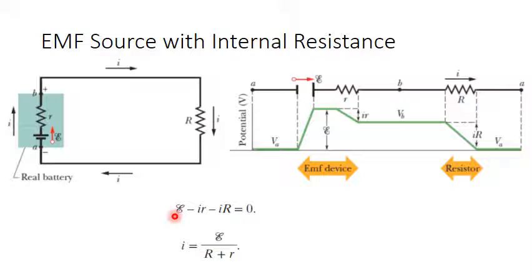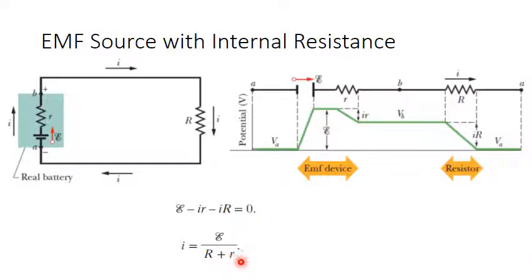That is the potential due to the electromotive force, the potential drop due to the internal resistance, and the potential drop due to the connected resistor. So E minus I r minus I capital R equals 0. If we take the r and capital R terms to the other side and solve for I, we find I equals E over capital R plus small r, the resistor plus the internal resistance of the EMF source.